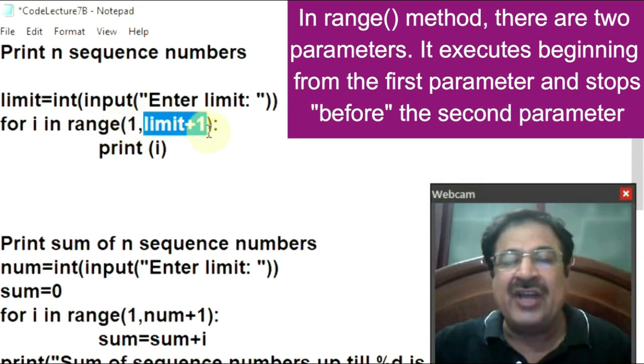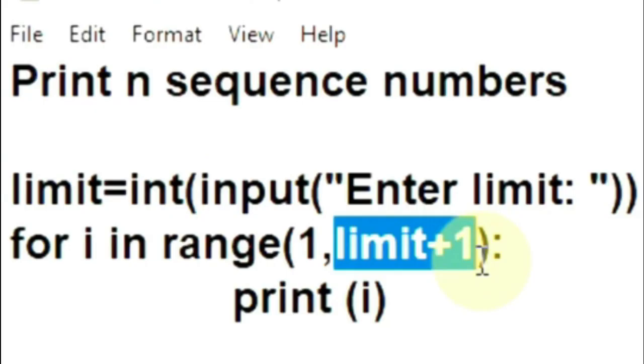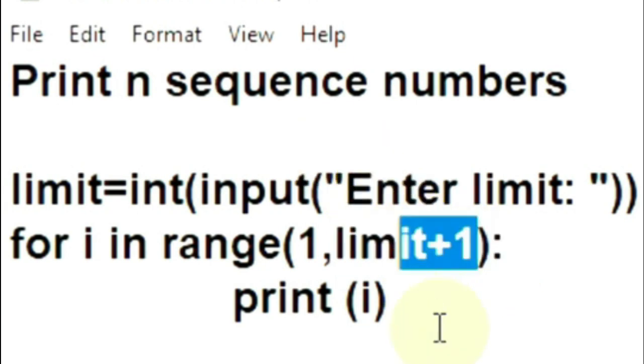See, in this range, the right hand side portion is exclusive. That means it is never included. The range will terminate on reaching this value. Okay. We want the loop to run up till 10. So we are entering the limit plus 1, that is 11, so that the for loop will terminate at the value 11.